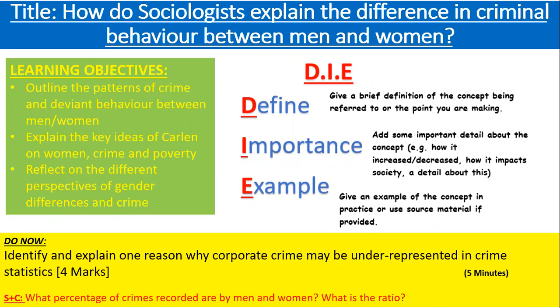So I'm just going to give you five to 10 minutes to answer this question. Identify and explain one reason why corporate crime may be underrepresented in crime statistics. If you're stuck on that one, look at the previous video, look at the Marxist stuff, look at Nelken, and we will reconvene in about 5-10 minutes. So I'll just pause the video. It's a 4 marker, and make sure you're using that die approach you can see on the screen.